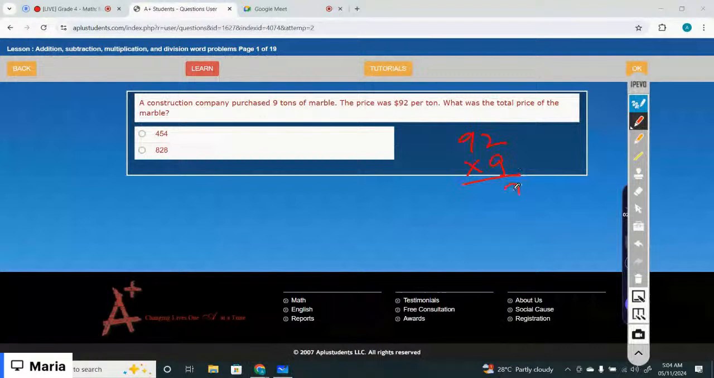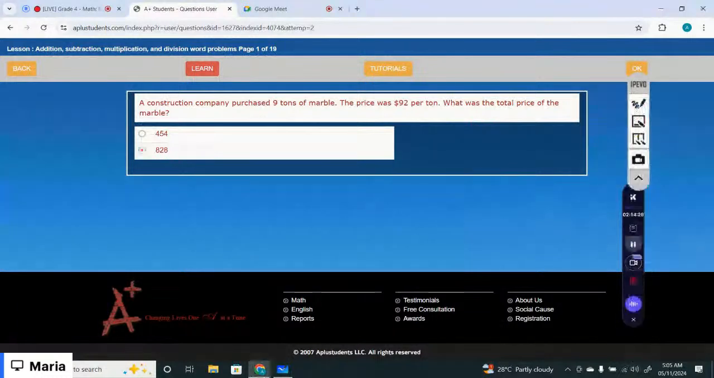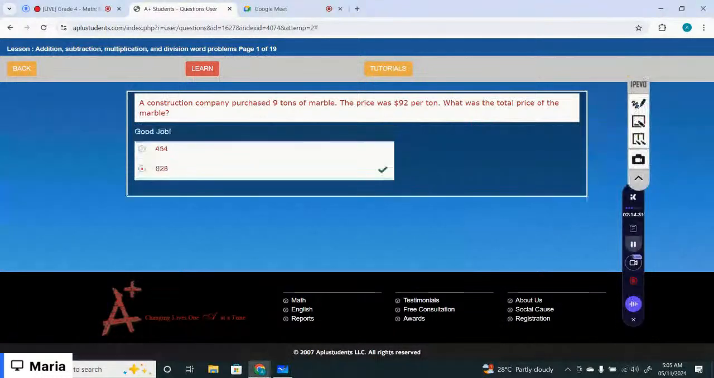9 times 2 is 18, write 8 and carry 1. 9 times 9 is 81, and 1 makes 82. So that is 828. That means the price of the 9 tons of marble is $828. That's option number 2. Got it? So you have to understand whether you have to multiply, divide, or what you have to do depending on the question, right?